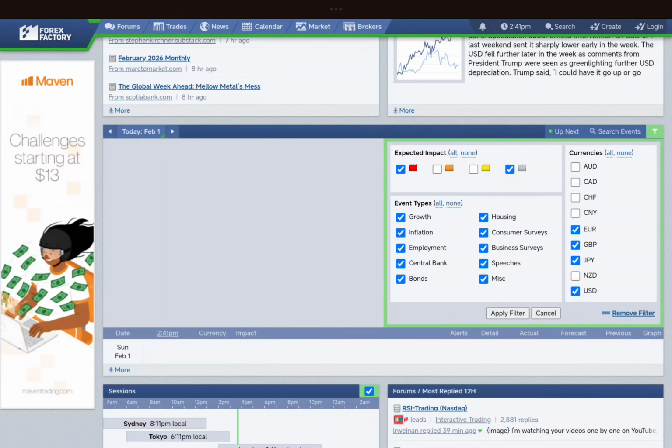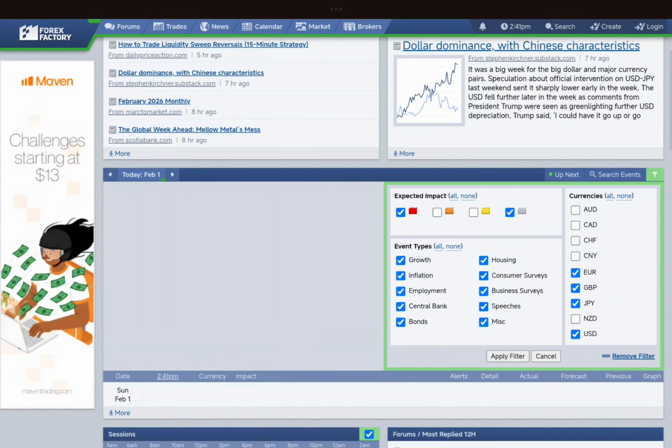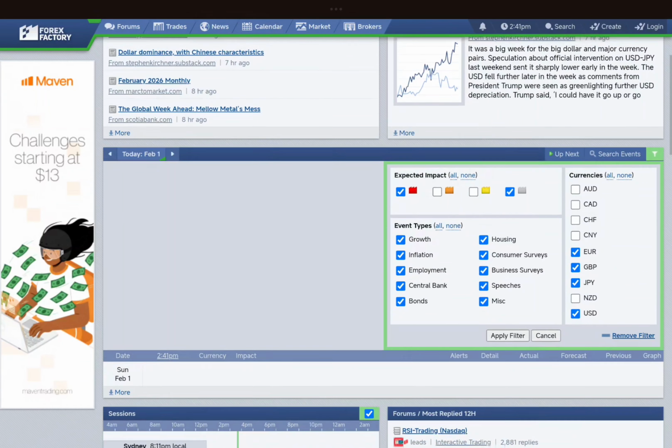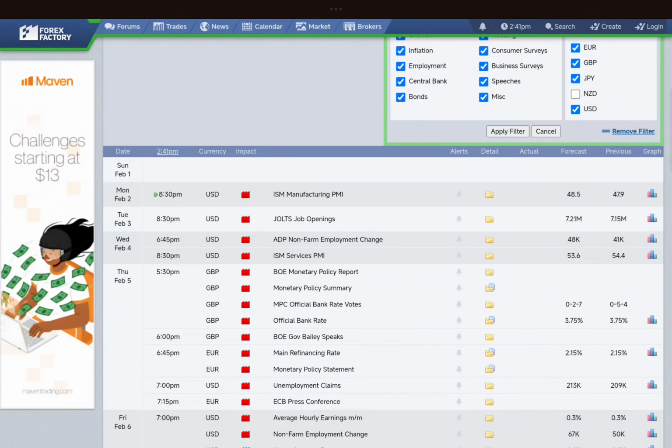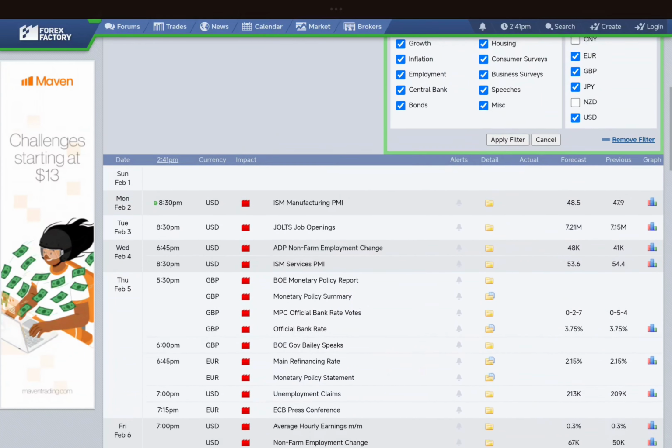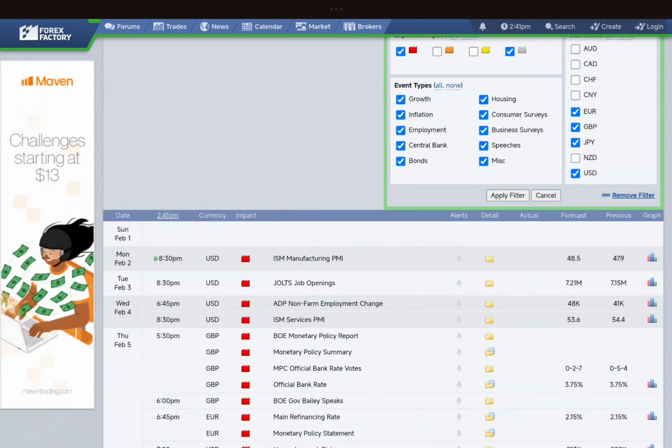In Forex Factory, what I do is filter all the unwanted news and the wanted news. I monitor only four currencies: EUR, GBP, JPY and USD, all event types. For the expected impact I selected red and gray. The gray denotes the holidays, the bank holidays, and the red denotes the huge impact news. The huge impact news is a very important thing, and these are the news you have to stress upon.